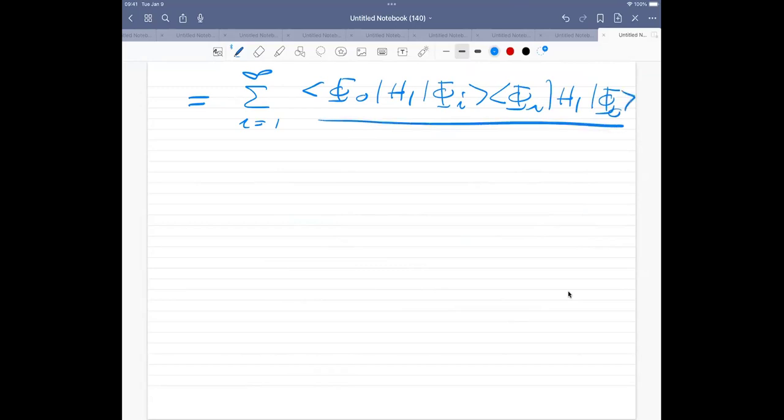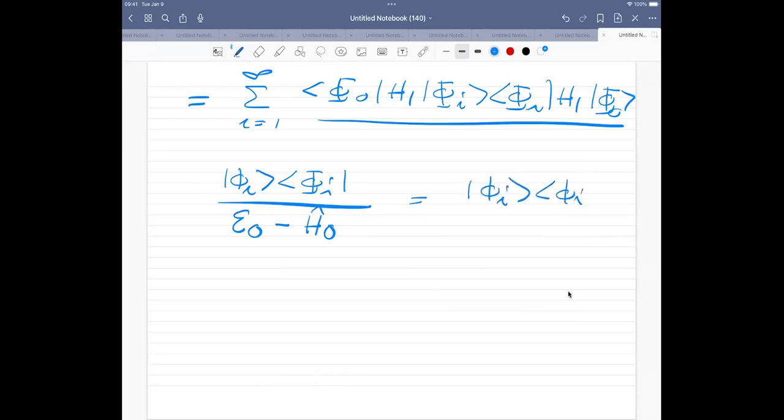And this is divided by a denominator now. I have to be a little bit careful, because what I had is actually phi of I, and we have epsilon 0 minus h. This h actually acts on the state phi of I. So this turns into phi of I, and then I have epsilon 0 minus epsilon of that intermediate state I. So my denominator here is simply epsilon 0 minus epsilon I.